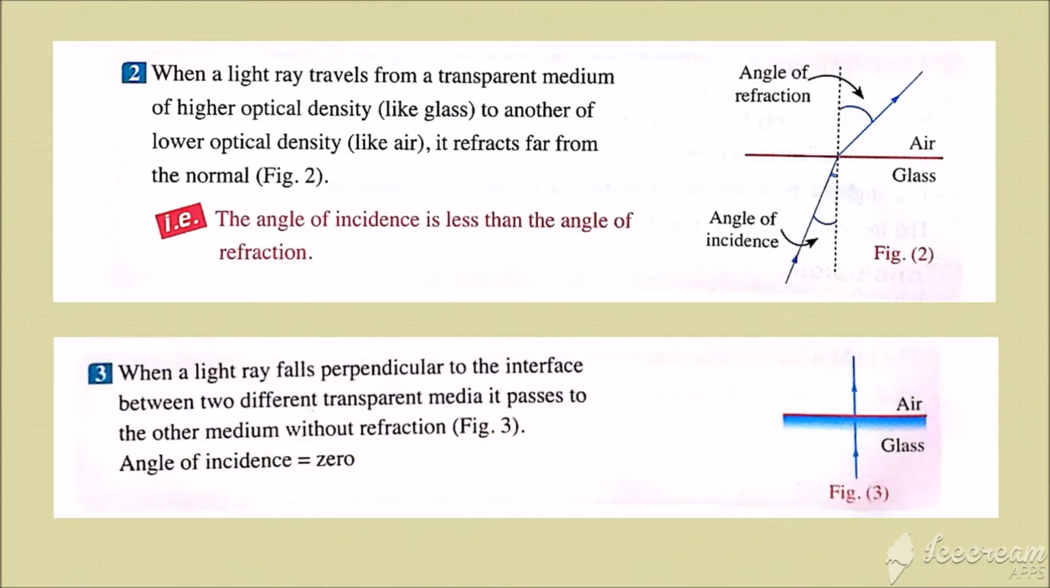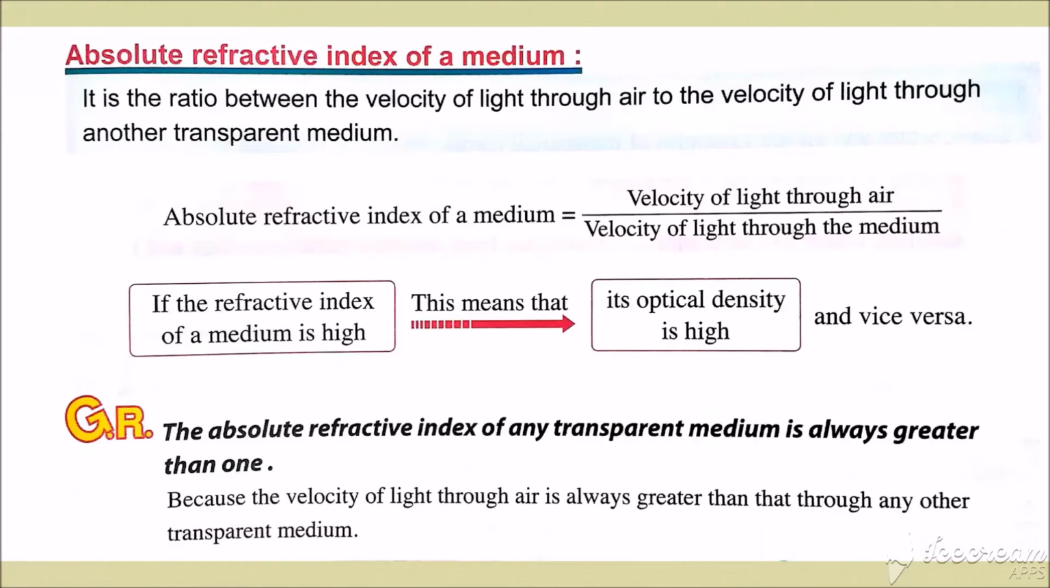Number 3 and the last one. When a light ray falls perpendicular to the interface between two different transparent media, it passes to the other medium without refraction. Angle of incidence equals 0.